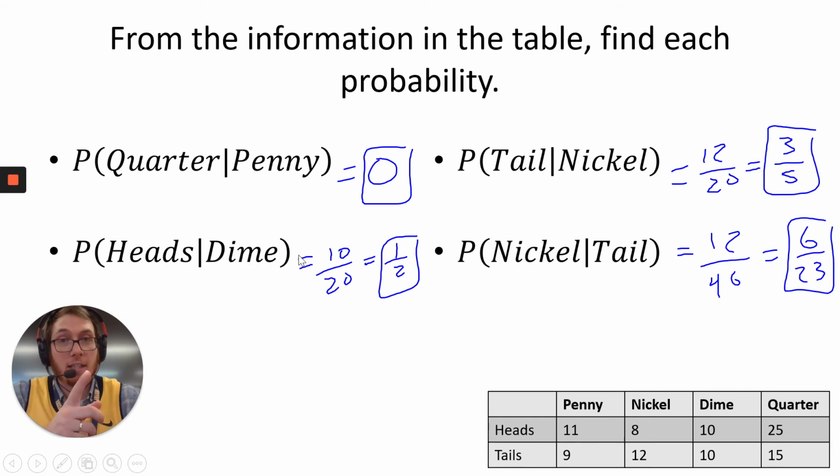So here's the key here. You're looking for this group only. So you go to the dime category, which is this third column. You add those up, and that's 20. And of those 20, how many are heads? There's 10 out of the 20, or 1/2.